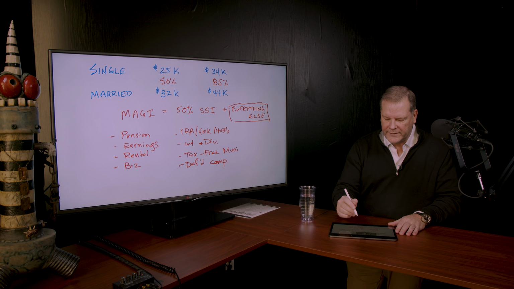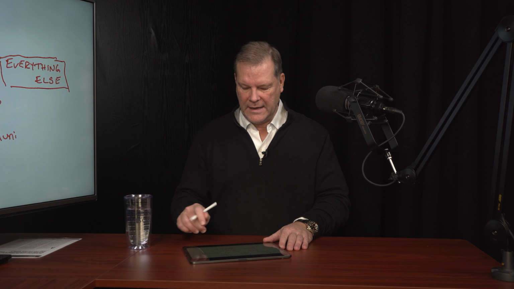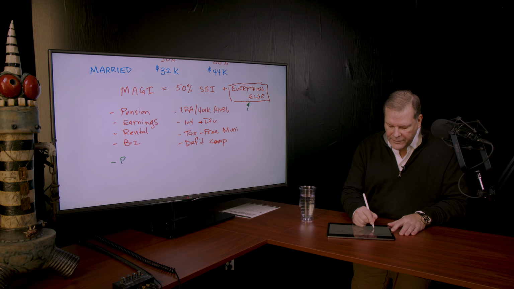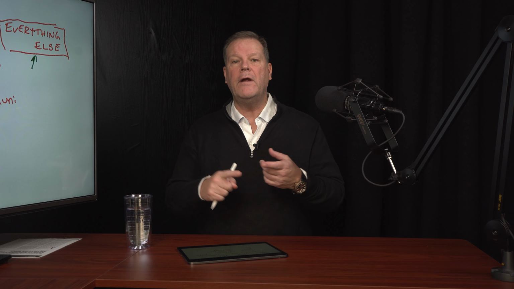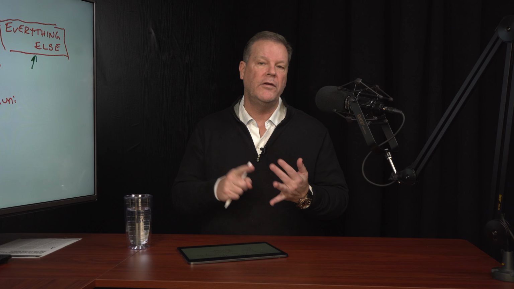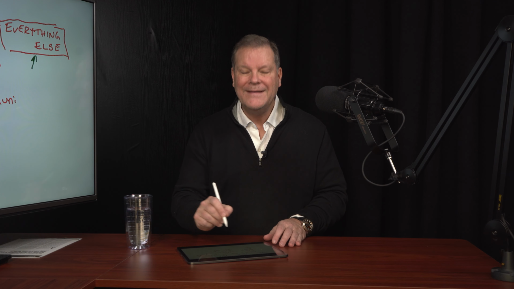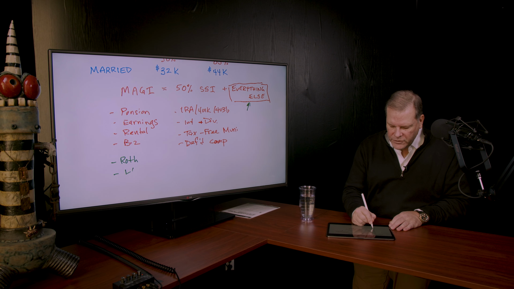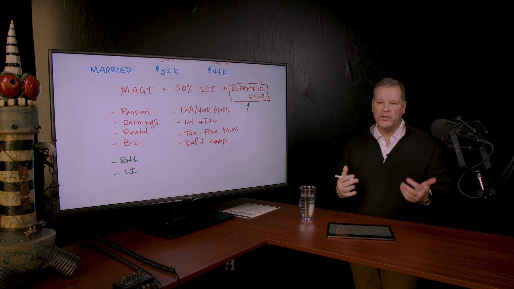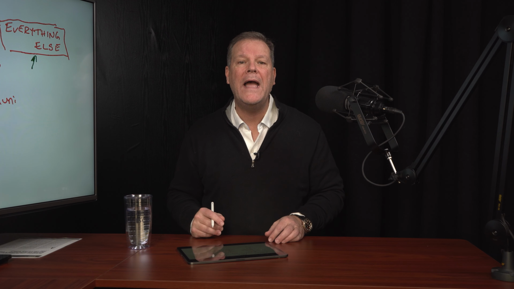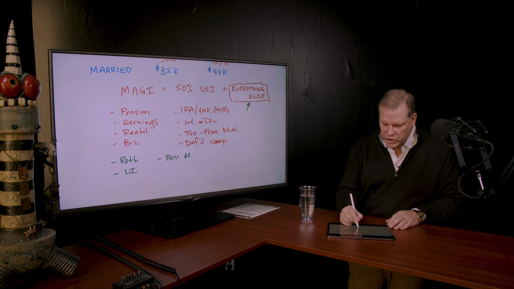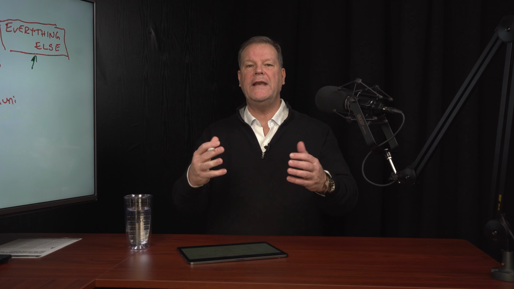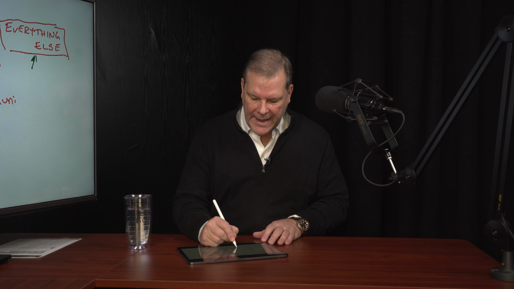Here are some places that you can get income that do not count in the calculation. So Roth, anything that says Roth. Income you get from a Roth IRA, a Roth 401k, a Roth 457, a Roth 403b. If it says Roth, doesn't count. Life insurance. If you get income from life insurance contracts, assuming it's structured the right way, doesn't count.